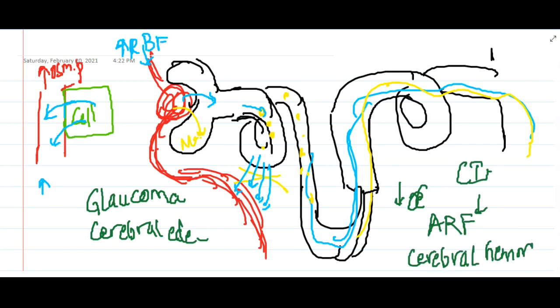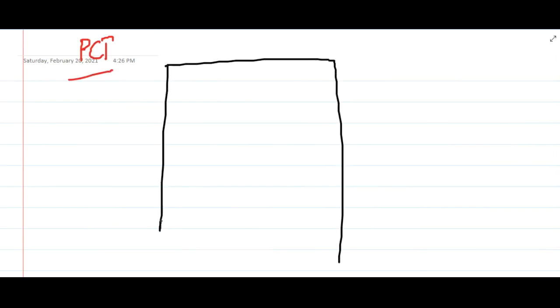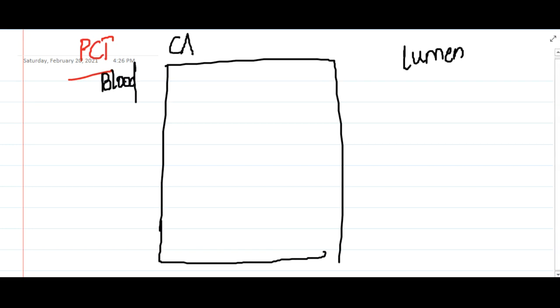Then the next important drugs are the diuretics which act on the proximal convoluted tubule. Now I am going to draw the proximal convoluted tubule. This is the cell of the proximal convoluted tubule. This is the lumen and this is the blood. Now here we are going to learn about carbonic anhydrase inhibitors.